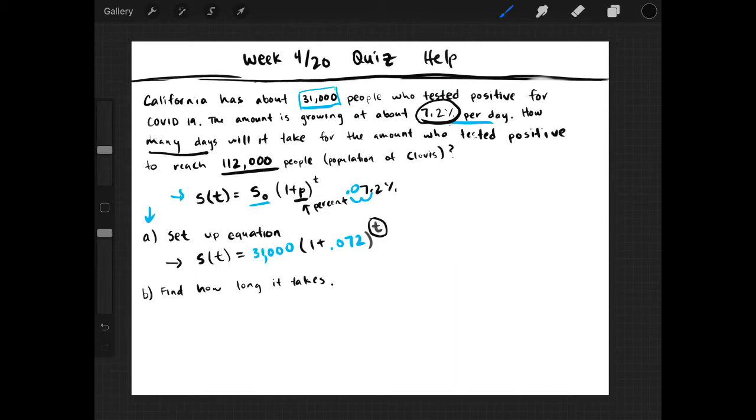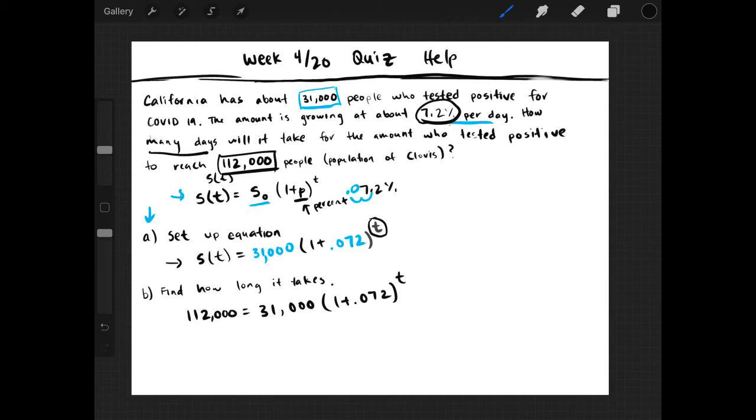Now we've done most of the hard part. We already have our equation, S of t equals 31,000 (1 plus 0.072) to the power of t. Again, we're going to be solving for t, which means that 112,000, that's what we're going to plug in for this S of t right here. That's where we want to end up. So that 112,000 is our S of t. Now we're going to round this off to the tenth at the end, just like you guys need to on the quiz. But we're at a very similar point as we were on the last problem.